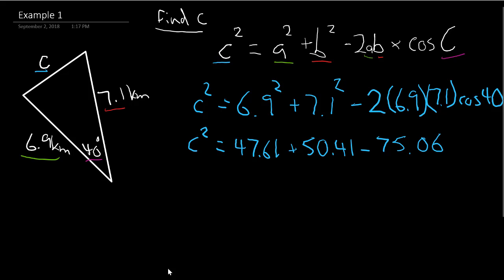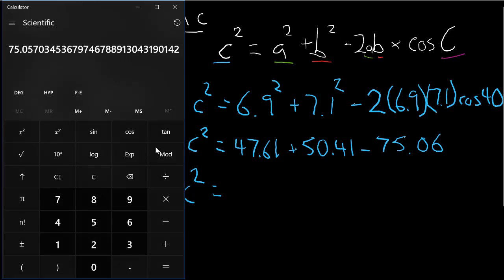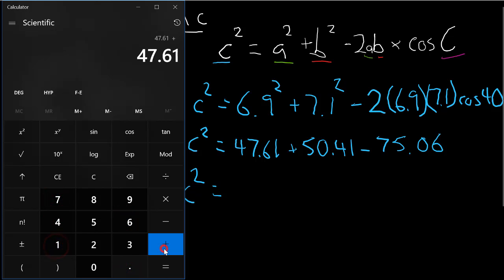All right, now we're going to add and subtract on our calculator. I'm just going to retype this, so I'm going to clear it. So 47.61 plus 50.41 minus 75.06, which gives us 22.96.